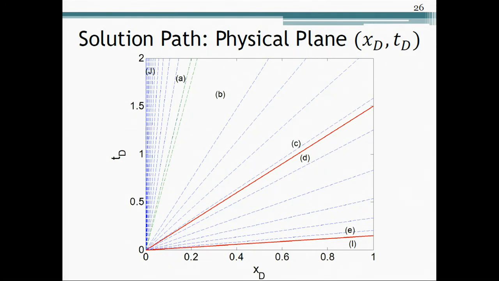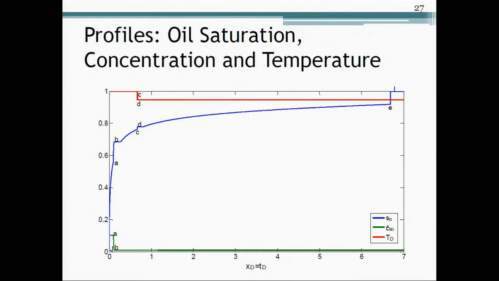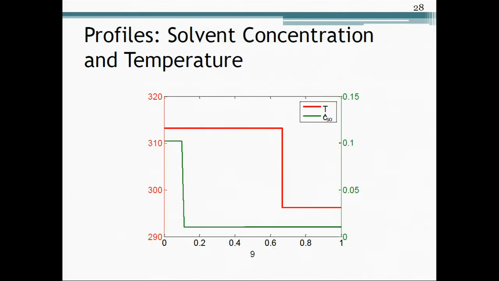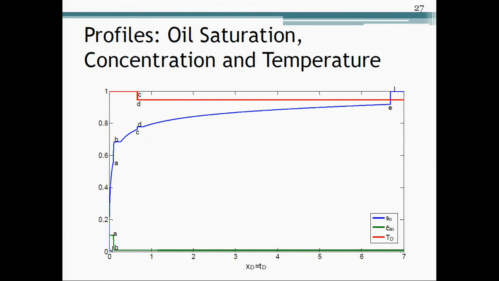So these are the profiles for the solution for this particular case. Here from J to A, saturation rarefaction, concentration rarefaction is not clear, constant state, another saturation rarefaction, temperature jump, constant state, saturation, and the final Buckley-Leverett type shock. Just a zoom, because here it looks like, no, it's okay.